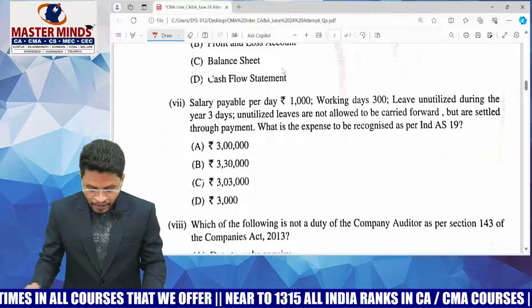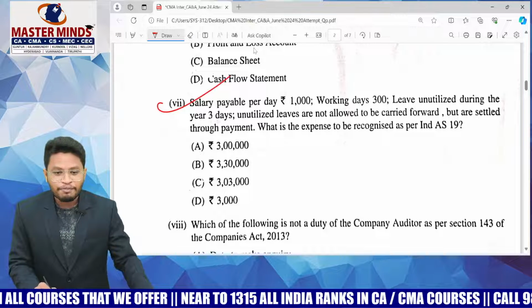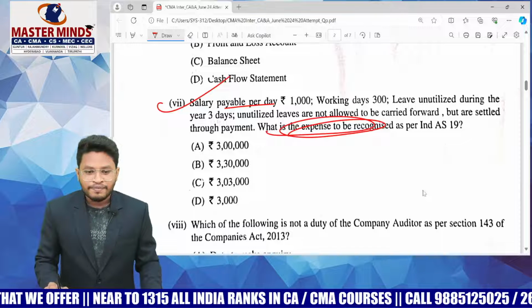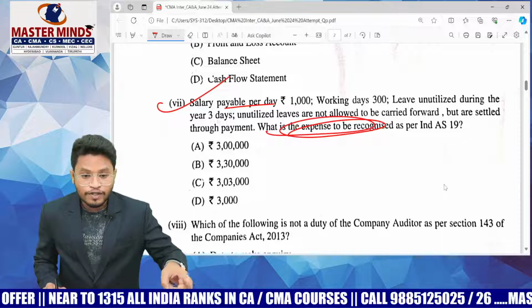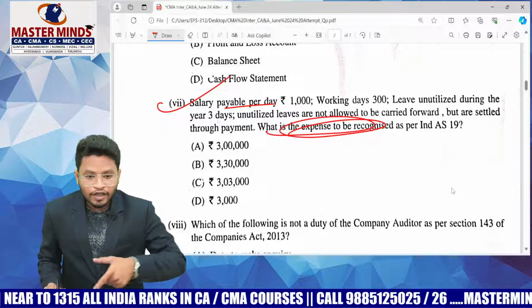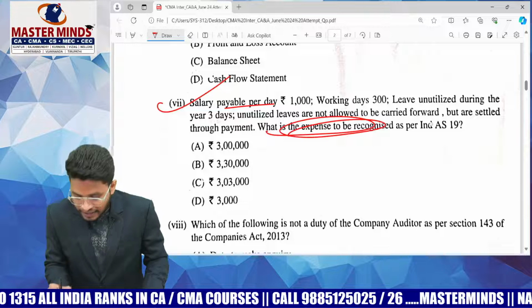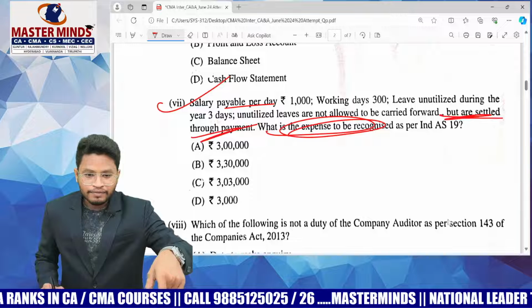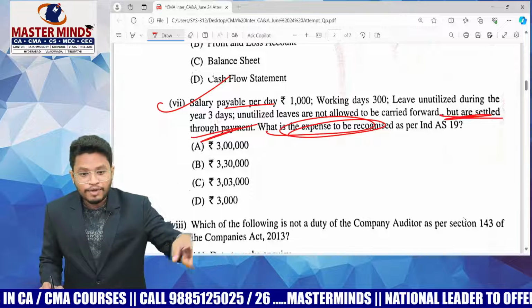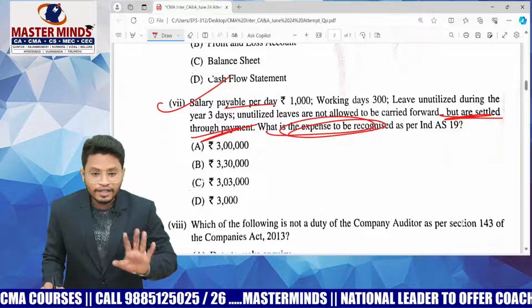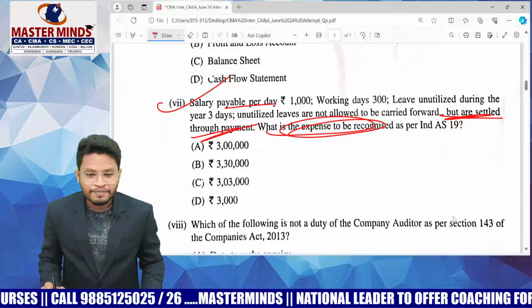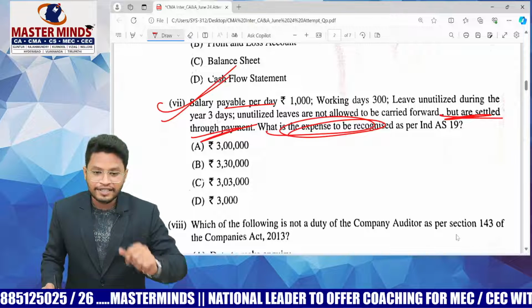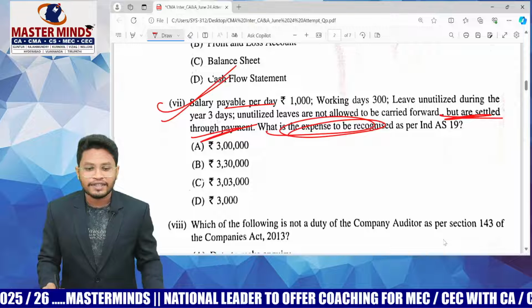Okay, yes. And in AS 19, employee benefits, salary payable per day, it is asking what is the expense to be recognized. Normally expense we can recognize, and also in case of non-accumulating leaves settled through payment, those leaves are non-accumulating, not to be carried forward. Those are settled by the employer in that year itself. So in that case, what is the expense to be booked? In AS 19, there is a concept question on this also in our material.